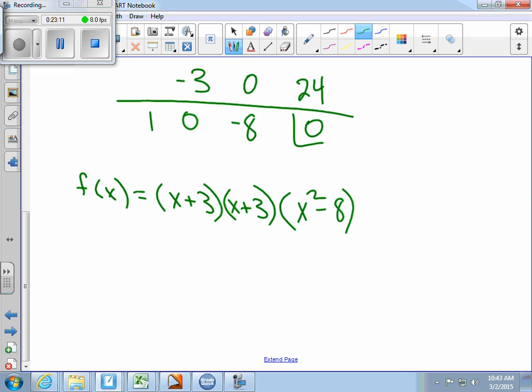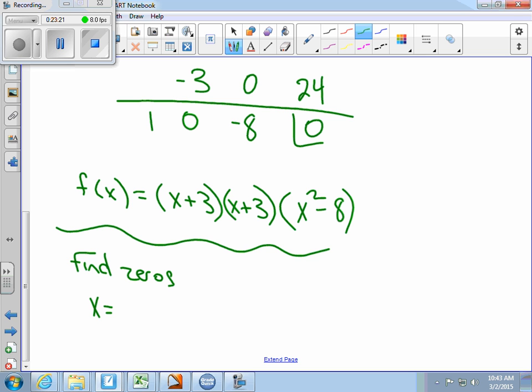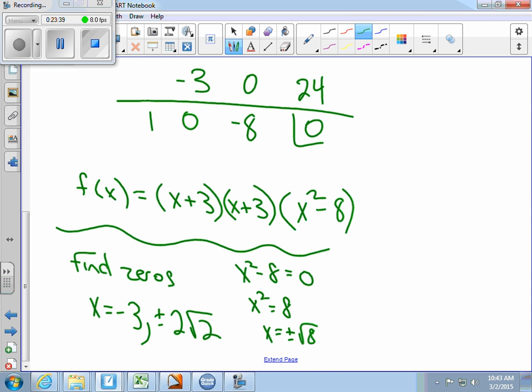Now what if it said find the zeros? Okay, it didn't ask this. But if it said find the zeros, they would be -3, and then we would have to do x squared minus 8 equals 0, which is 2 radical 2. So if it did say find the zeros, we could now. The multiplicity here would be 2.